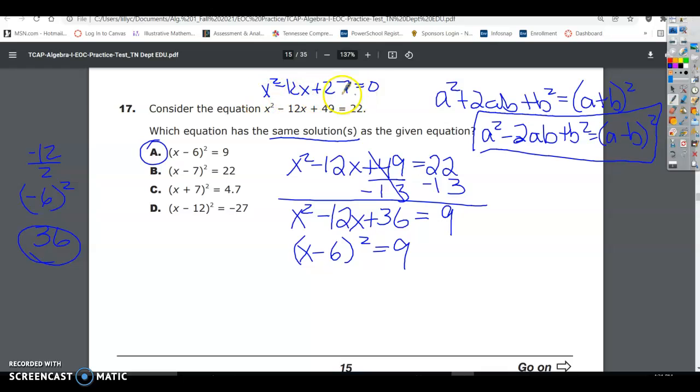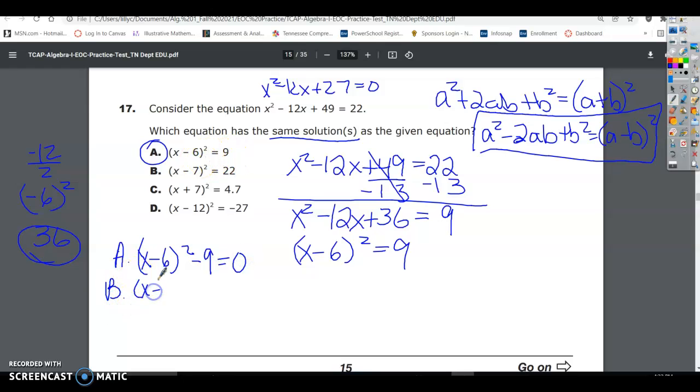Once I have this equal to 0, I can graph it and find the zeros or the x-intercept using my calculator. So that's going to give me the solution, not these equations. But what I also can do is take each one of these equations and set it equal to 0. So A would be x minus 6 squared minus 9 equals 0, because we have to subtract 9.